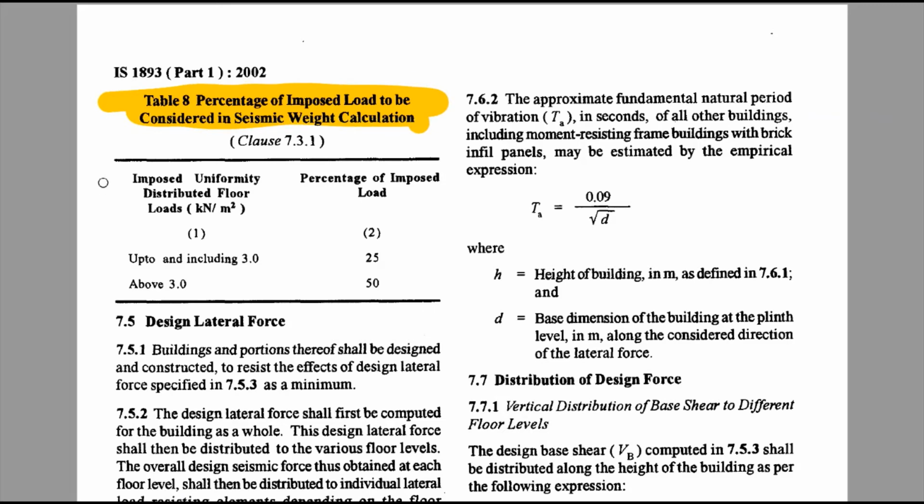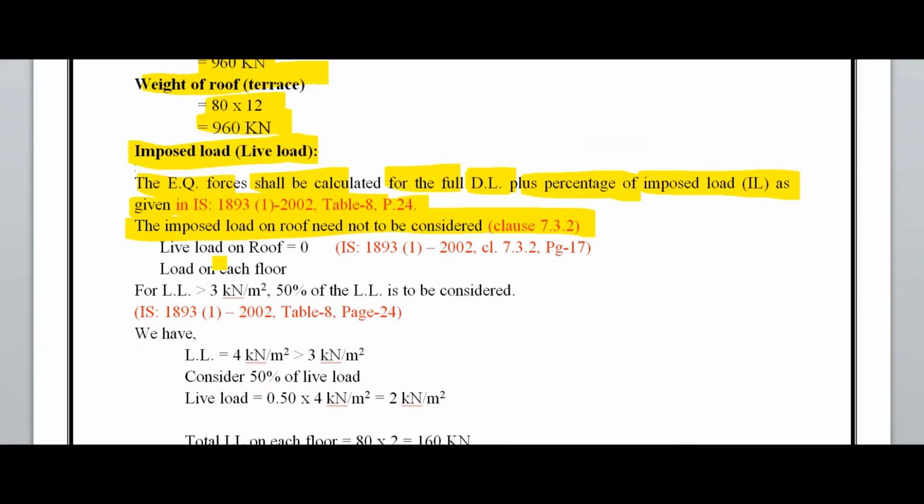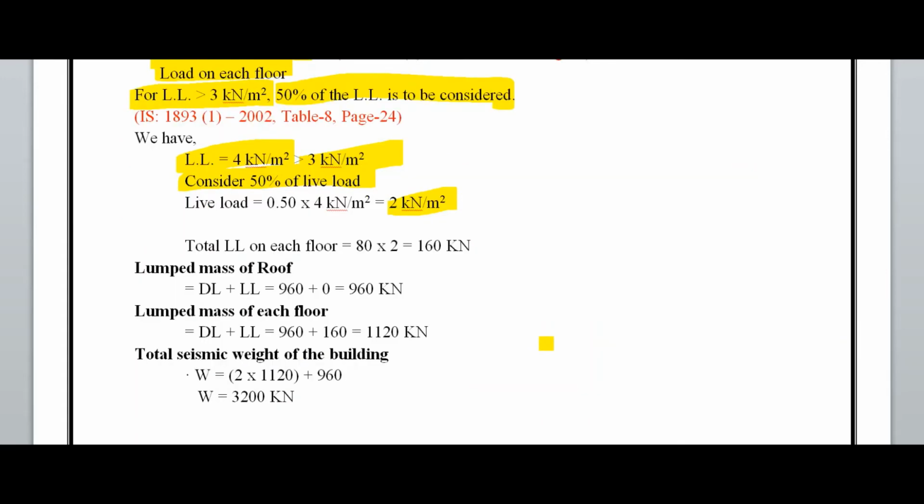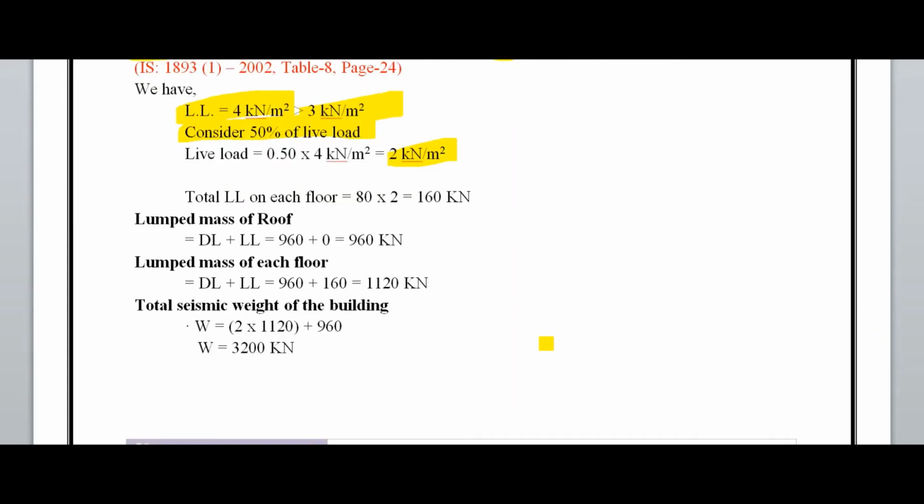Here is the imposed uniformly distributed load and the percentage of imposed load. Up to and including 3 kN per meter square, the percentage of imposed load is 25, and above 3 it is 50. By this code we can say the live load on the roof is 0, and on each floor, where the live load is more than 3 kN per meter square, 50% of the live load is to be considered. So we have a live load of 4, which is more than 3, so we consider 50% of the live load, meaning 2 kN per meter square, for the analysis of earthquake force on a building.